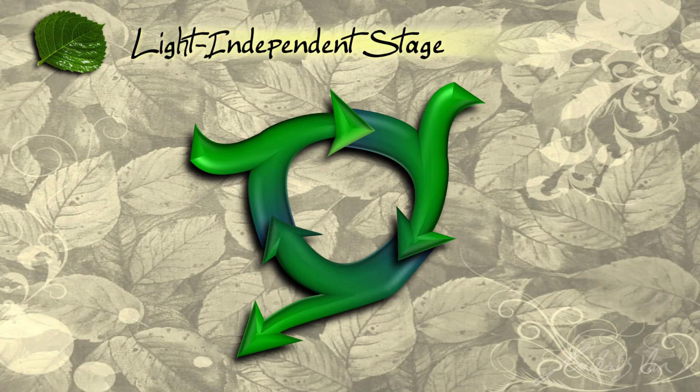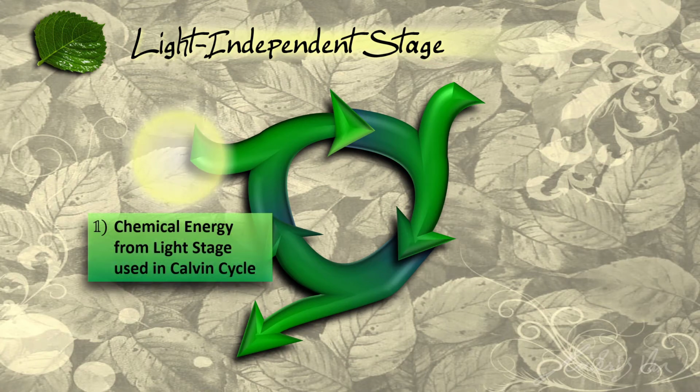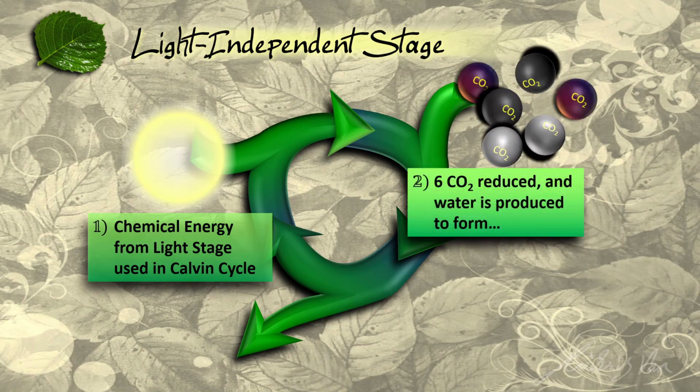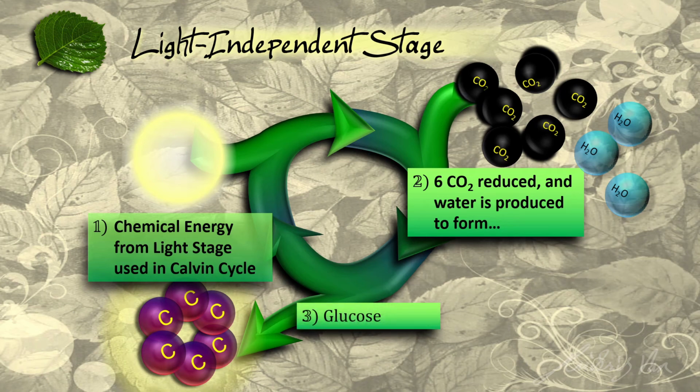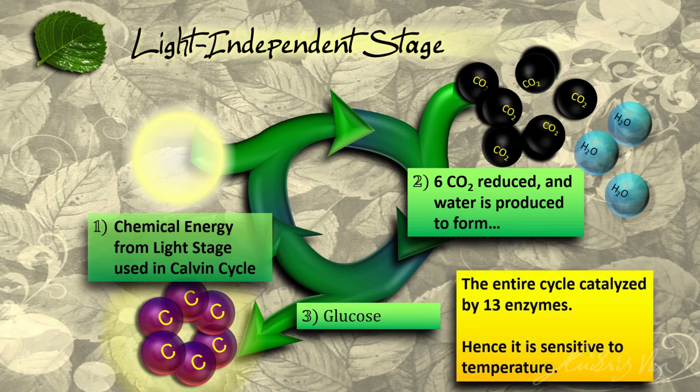So to put the light-independent stage in animation, chemical energy from the light stage is being used to reduce carbon dioxide with the help of hydrogen, and water is produced to form our glucose. As simple as this, chemical energy from the light stage plus the hydrogen from the light stage is used to reduce carbon dioxide for us to form glucose. This entire cycle is catalyzed by enzyme, so it is sensitive to temperature.